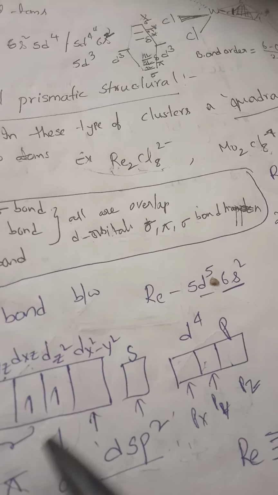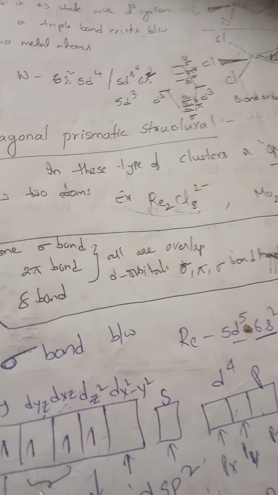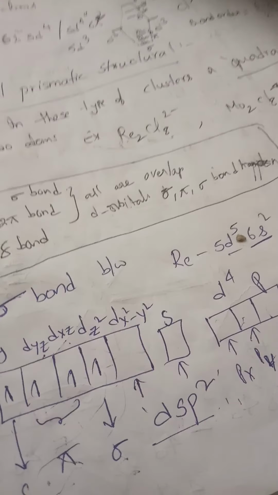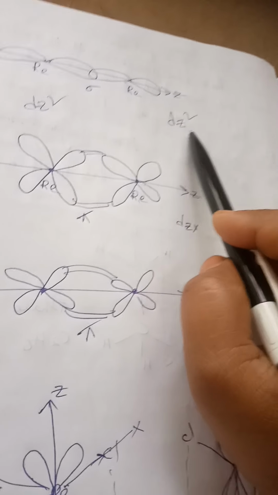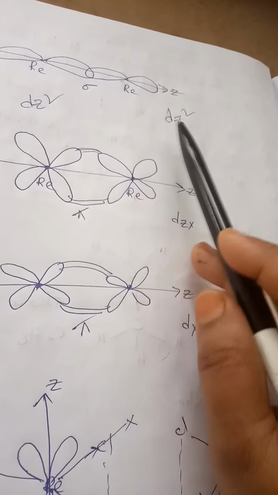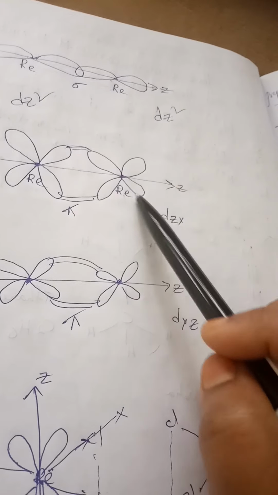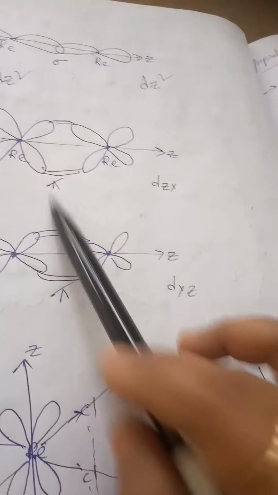We discussed this in the previous class also. These 4 electrons in the 5d4: one sigma bond is formed, 2 pi bonds are formed, and a delta bond is formed, and the configuration is like this. Along the bond axis, the z axis, dz square is involved in the bonding and forms the sigma bond. The side orbitals, dxz and dyz, form 2 pi bonds.